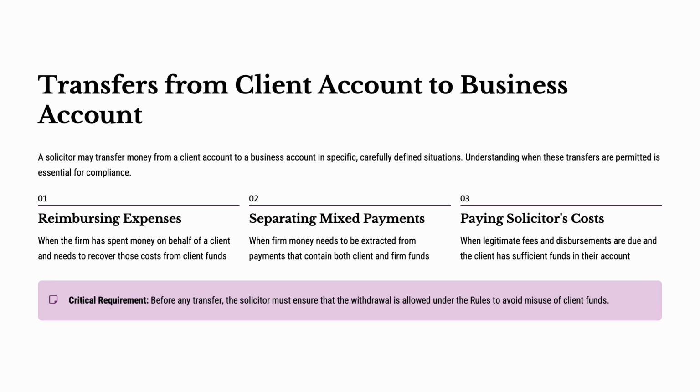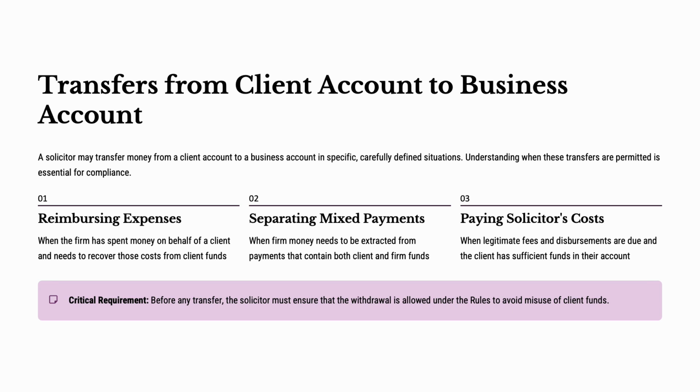So, transfers from client account to business account. When can a solicitor move money from client account to the firm's business account? Of course, we have talked about it. Usually it happens in three situations: reimbursing money already spent on behalf of the client for the client's work, separating the firm's share from a mixed payment, and paying fees and disbursements.